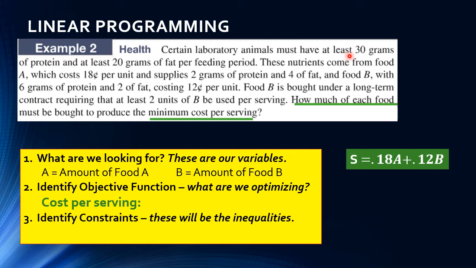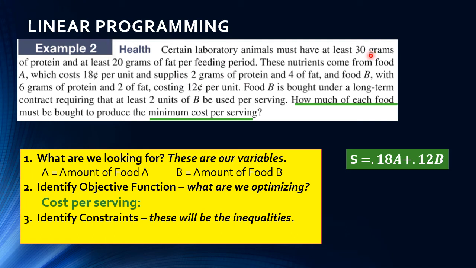At least 30 grams of protein is greater than or equal to 30 grams. And it's very easy, again, to get these wrong intuitively. Okay, well, A has 2 grams of protein, okay, and 4 grams. Let's do the protein first. So we need at least 30 grams of protein.